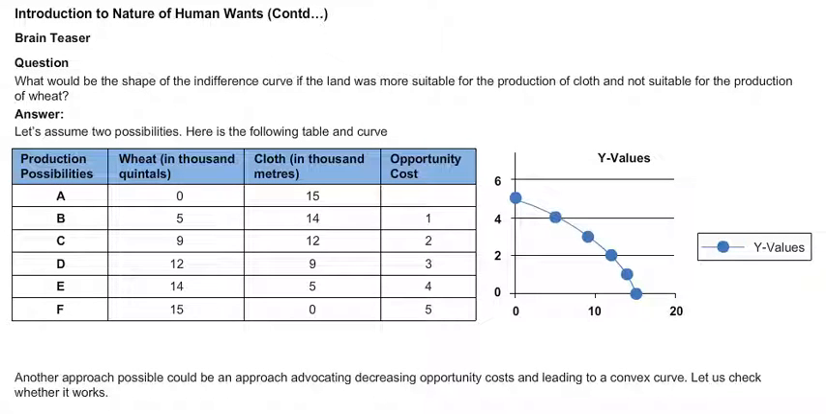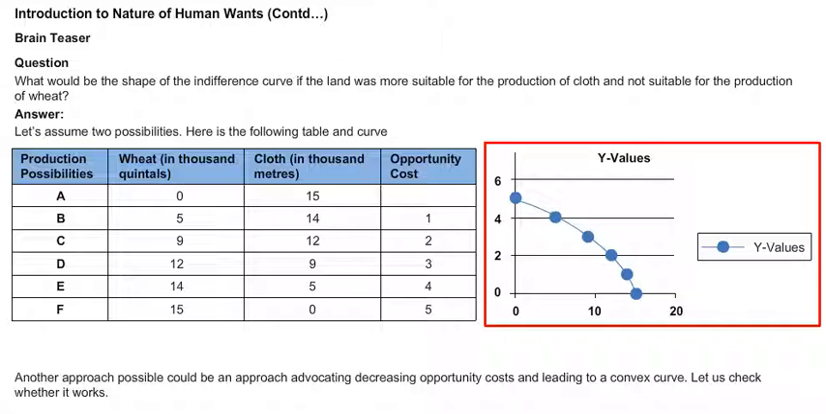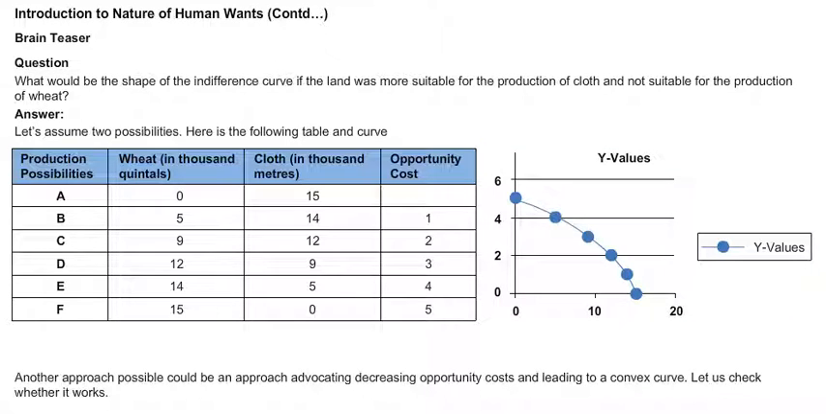The first one being that I am drawing a table with wheat on the x-axis, cloth on the y-axis. Here, with an increase in the production of wheat by 1 unit, there is a substantial decrease in the production of cloth, which is increasing to a greater extent. So you have increasing opportunity cost, and that's why the production possibility curve is still concave to the origin.